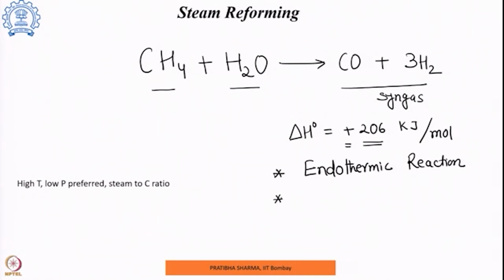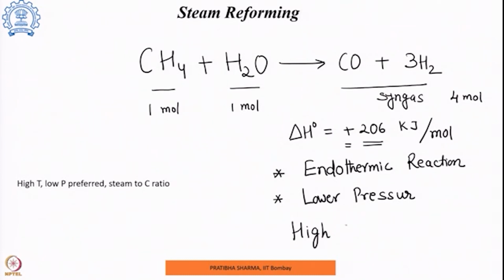At the same time, 1 mole of methane reacts with 1 mole of steam to produce 4 moles of product. So, by Le Chatelier's principle, there is an increase in volume, and the reaction is favored at lower pressure. The desired conditions for operation of this reaction are high temperature and low pressure.